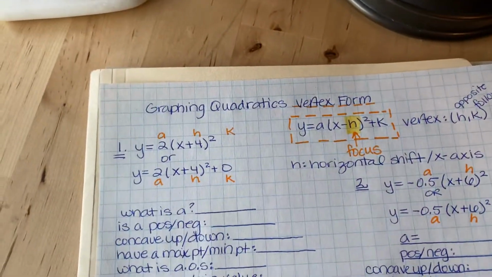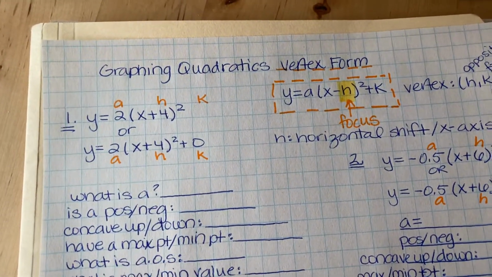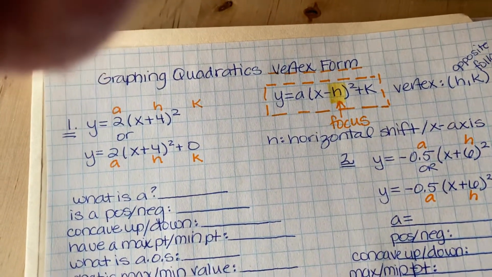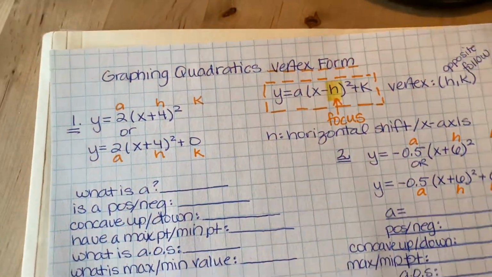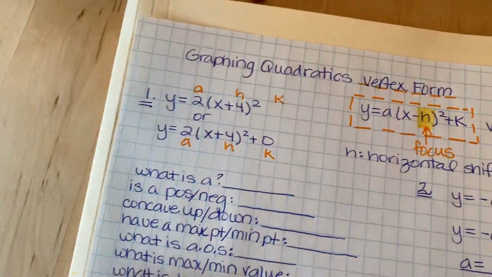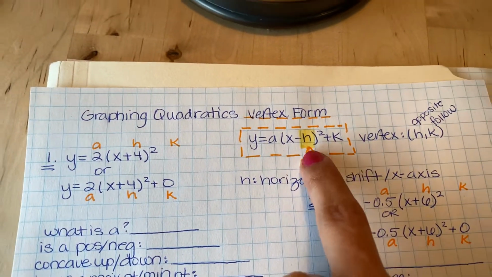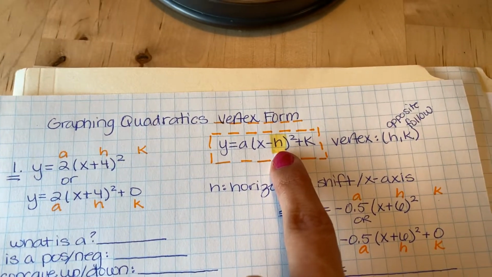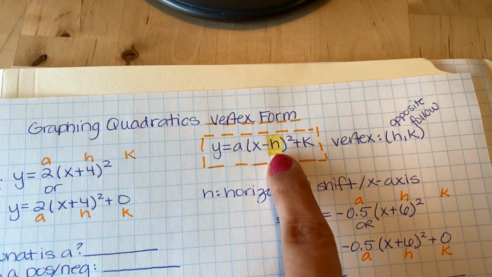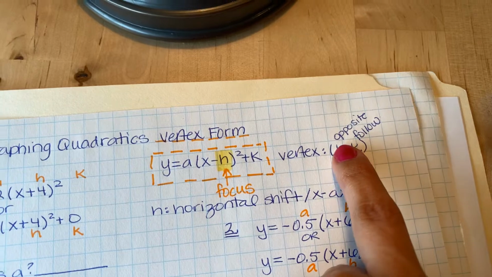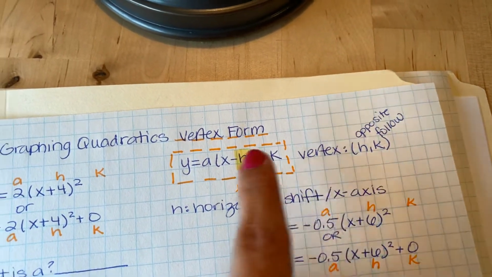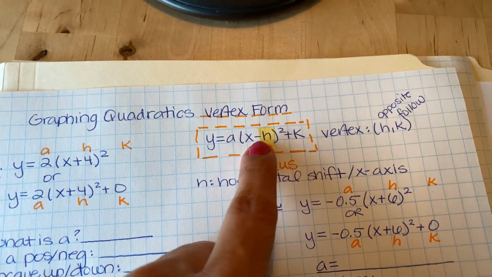Okay, graphing quadratics, vertex form, y is equal to a, quantity x minus h, squared, plus k. This is still our focus, right? The last video was a right shift. We're now going to be doing left shifts. Remember, for your vertex, you go opposite h, follow k, and that is because of the zero product property.